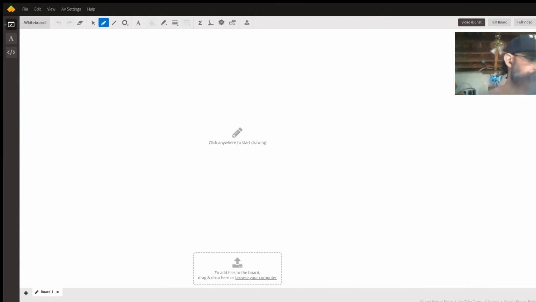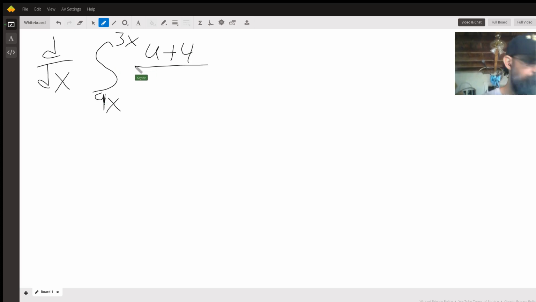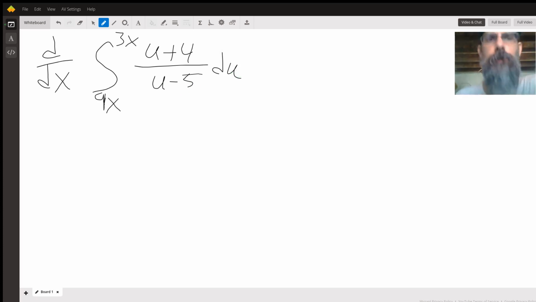All right, we're doing an integral. Well, a derivative of an integral. This is like a fundamental theorem of calculus type of problem. We're finding the derivative of the integral from 9x to 3x of the function (u + 4)/(u - 5) du. And we need to kind of get it into fundamental theorem of calculus form.